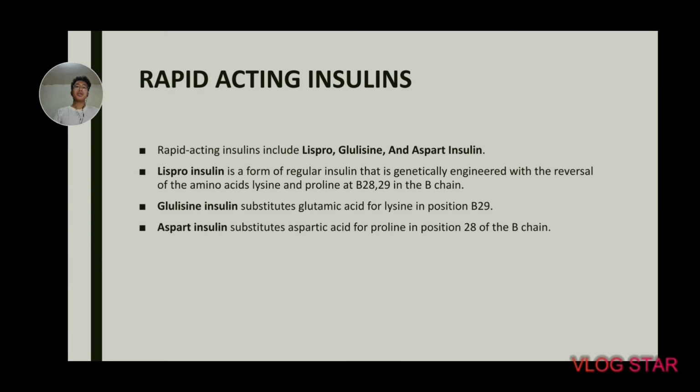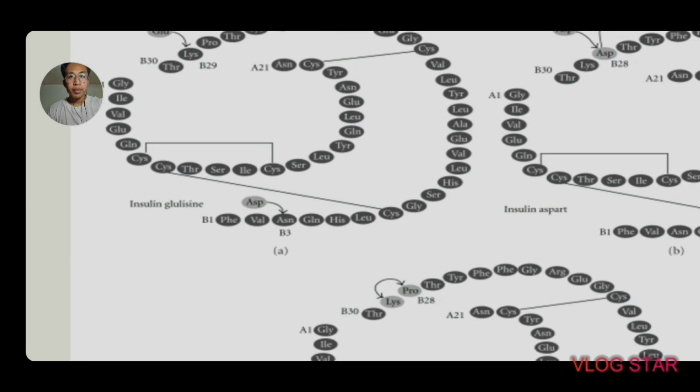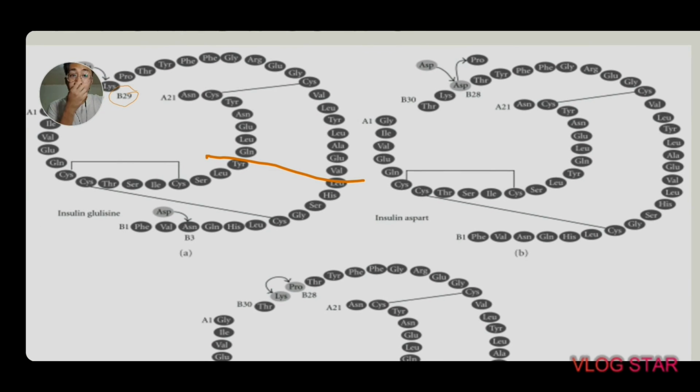Your rapid-acting insulins include lispro, glulisine, and aspart insulin. Lispro insulin is a form of regular insulin that is genetically engineered with the reversal of the amino acids lysine and proline at B28 and B29 in the beta chain. Glulisine insulin substitutes glutamic acid for lysine at position B29, while aspart insulin substitutes aspartic acid for proline at position B28 of the beta chain. This is just an illustration: glulisine replaces lysine at B29, while insulin aspart replaces proline with aspartic acid at B28.